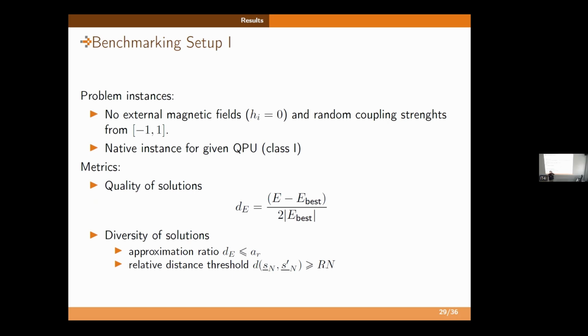That is, far apart in terms of the Hamming distance. I hope this answered the questions.